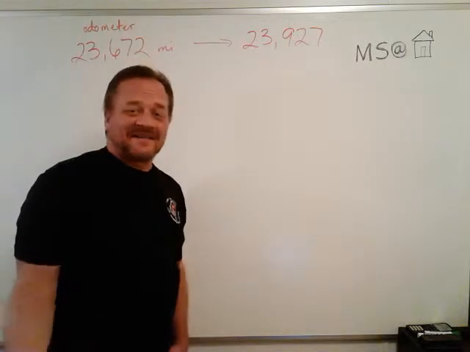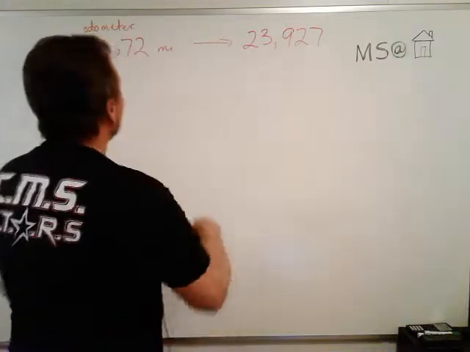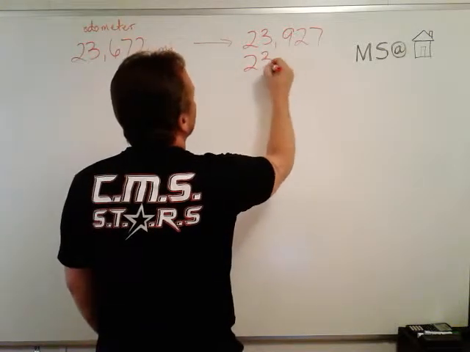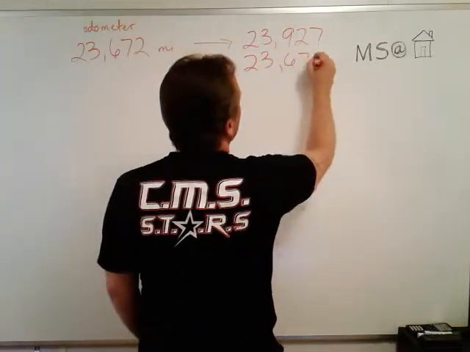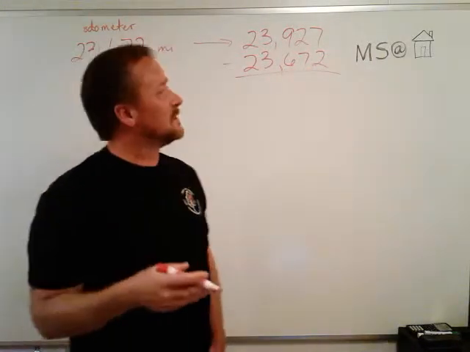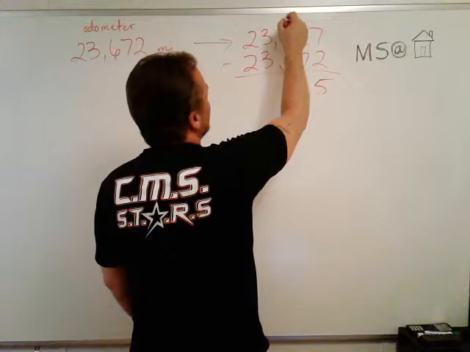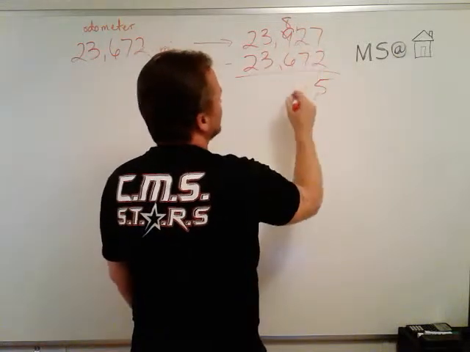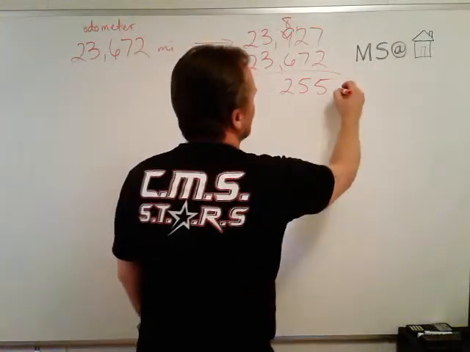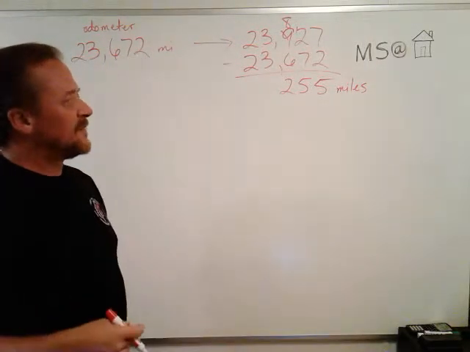And when you ask what is the difference between those two, you're asking, what happens when I subtract these two? So this one's smaller than that one, so I'm gonna carry this one over here. 23,927 minus 23,672. And this will tell me how many miles the trip was. 7 minus 2 is 5. 7 can't come out of 2, so we'll borrow one. 12 minus 7 is also 5. And then 8 minus 6 is 2. So this trip on one tank of gas is 255 miles.